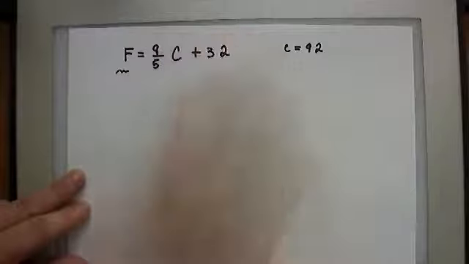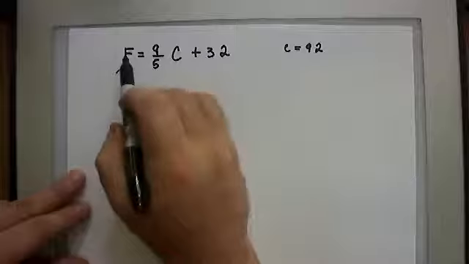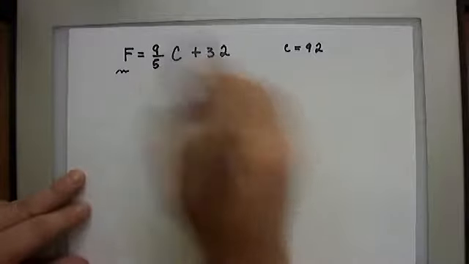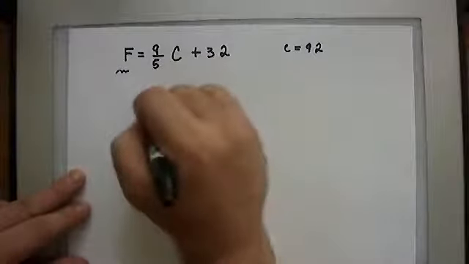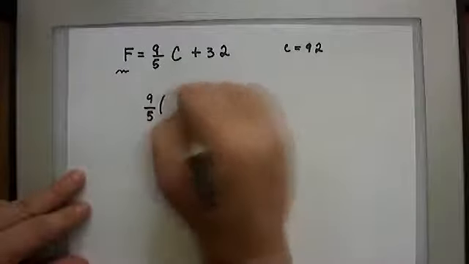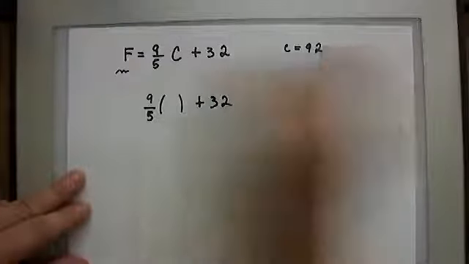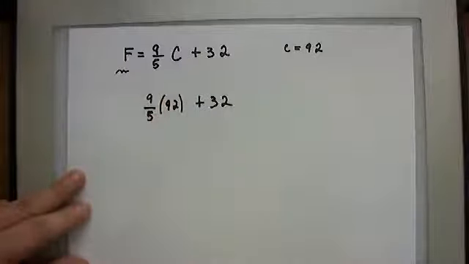So there's not going to be any moving across the equal sign. What we're trying to find, the F, is already by itself. So you can treat this like an expression in that you don't need to go moving anything across equal signs. So 9/5 times whatever C was plus 32. And we're told that C was 92. So what we do is just need to work this out.